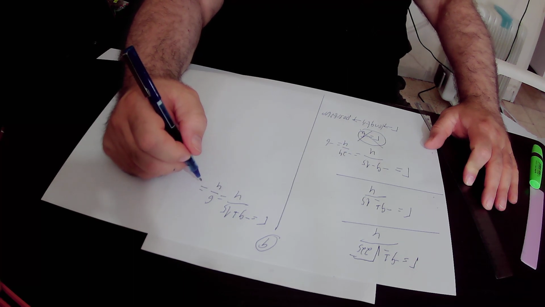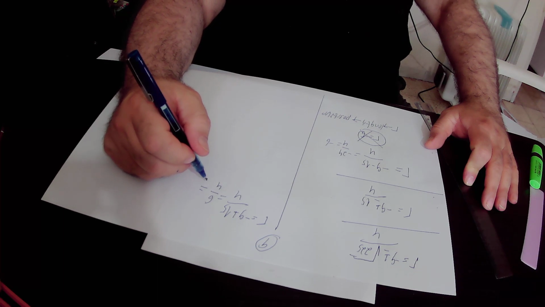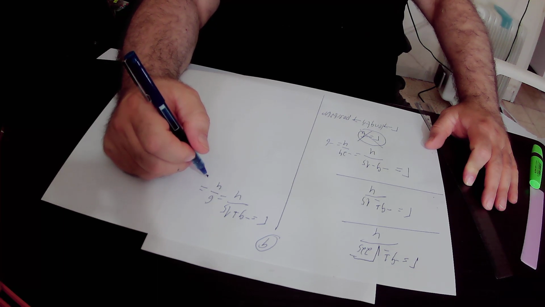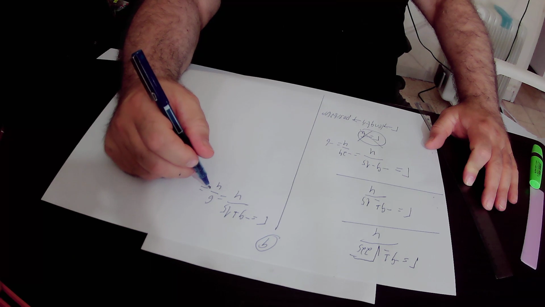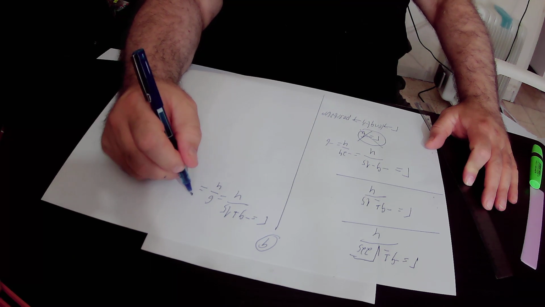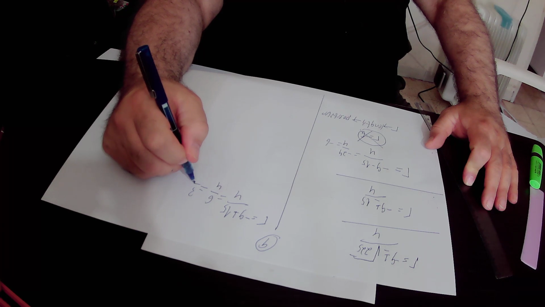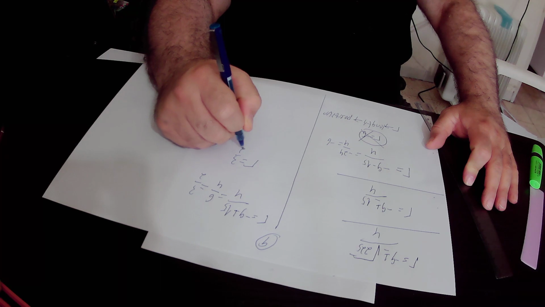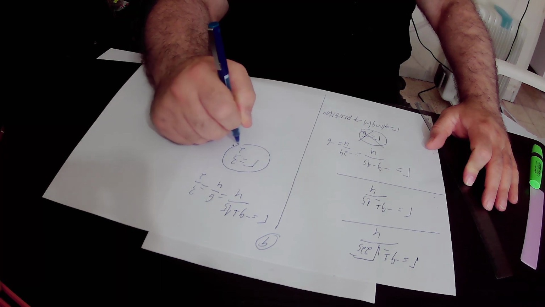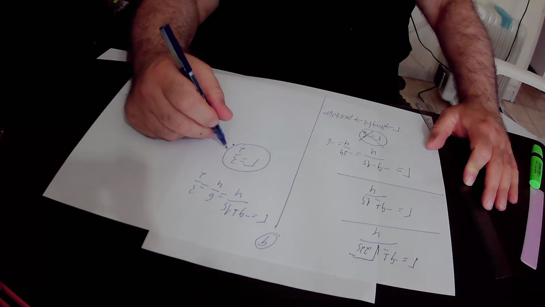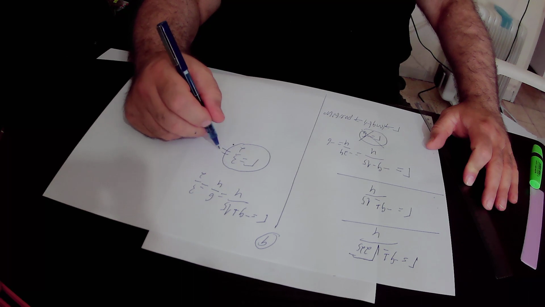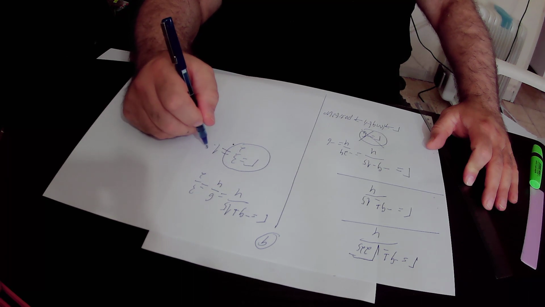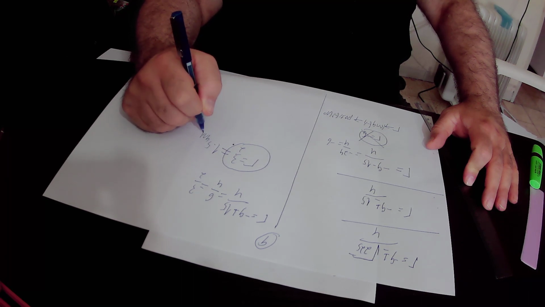We will divide both the numerator and the denominator by 2. 6 over 2 is 3, and 4 over 2 is 2. So in conclusion, we found out that r equals 3 over 2 units, or we can represent it also as 1.5 units.